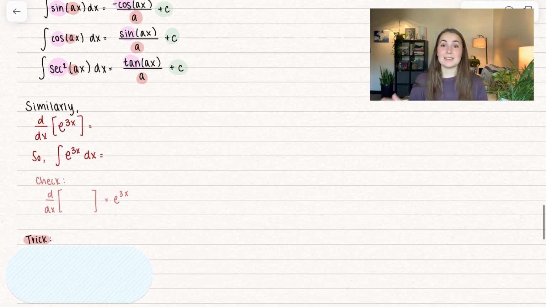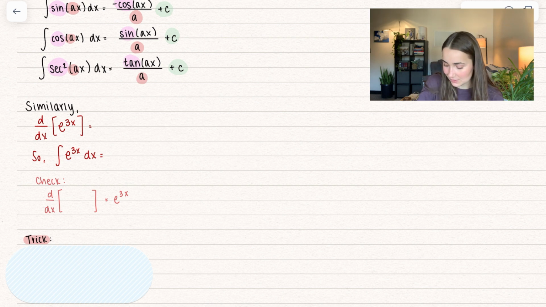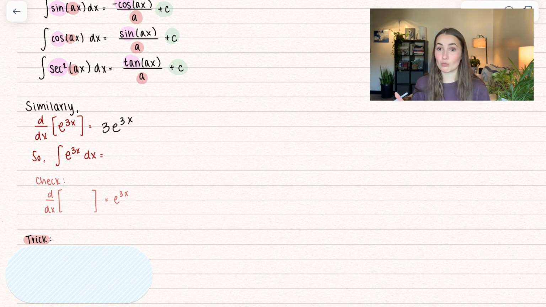So let's go ahead and think about this process for e to the power of 3x. So when we take the derivative of e to the 3x, what we do is we multiply by the derivative of the exponent. So the derivative of 3x is just 3. So we have 3e to the 3x. Can we take a guess on what we do when we integrate? If you guess that we divide by 3, you are correct. And also if we add c.